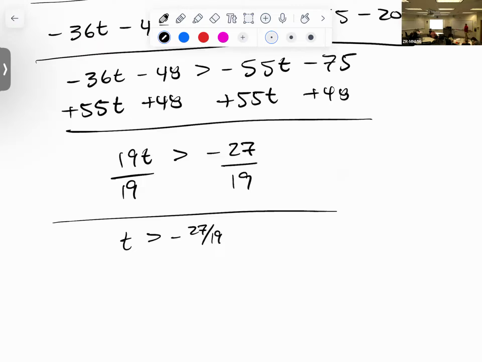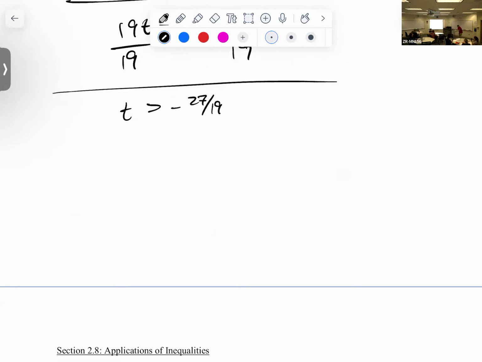It's between 1 and 2, right? That's all that matters, because what are we about to do? Graph and interval. Convert it to a decimal or not, doesn't really matter to me. Again, my math lab is super particular about fractions. All right, t such that t is greater than negative 27/19.